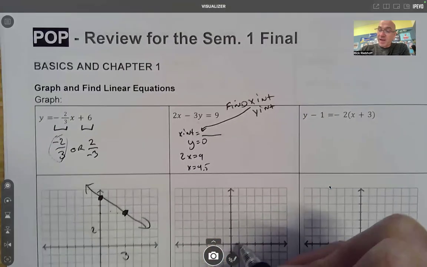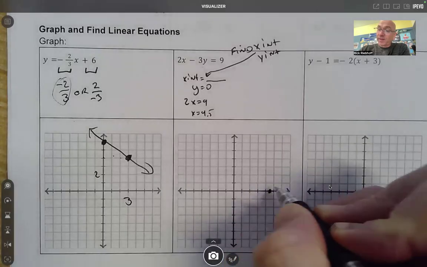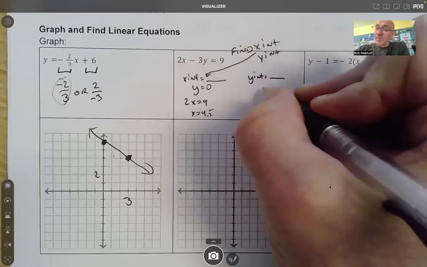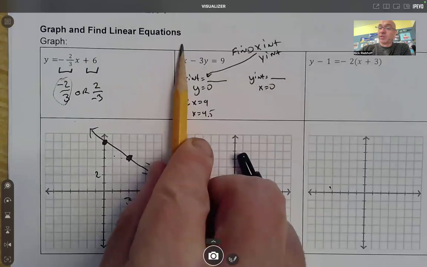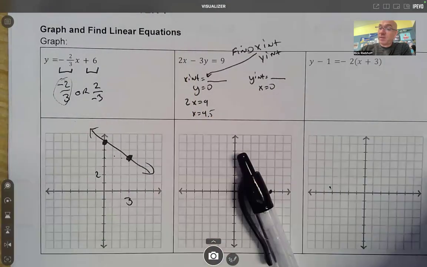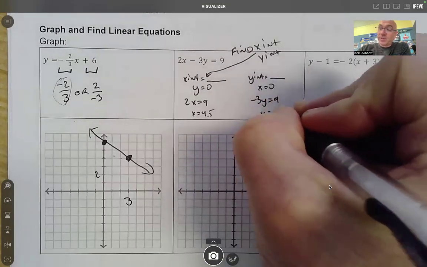So I'm going to go over here. My x-intercept is at 4.5, right there. All right, let's find my y-intercept. That happens when x equals 0. So when x is 0, 2 times 0 is 0. So I cover that up, and I get -3y equals 9. So I'll write that down. -3y equals 9. So y is equal to -3.